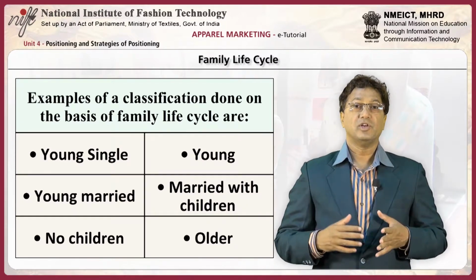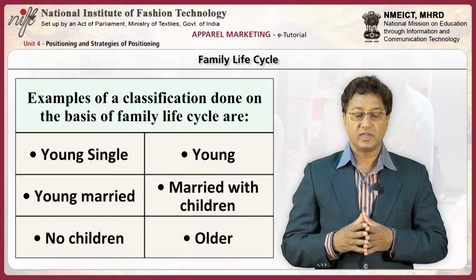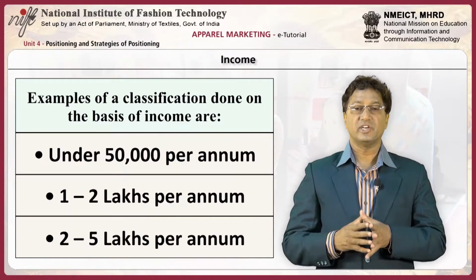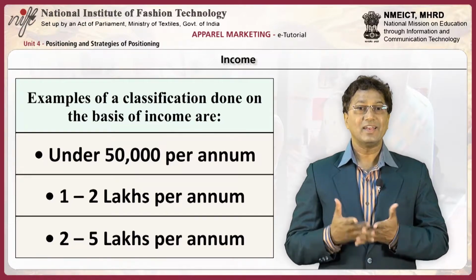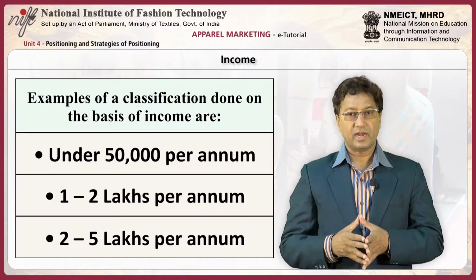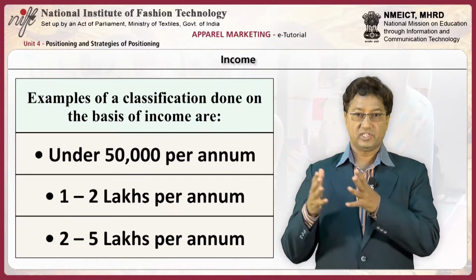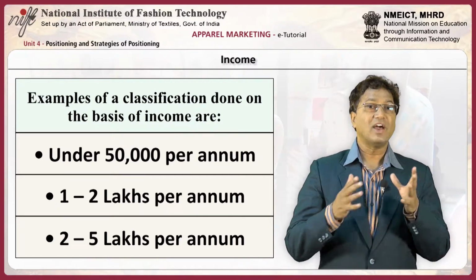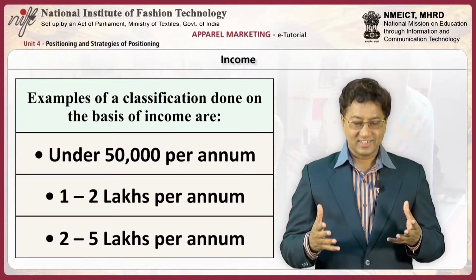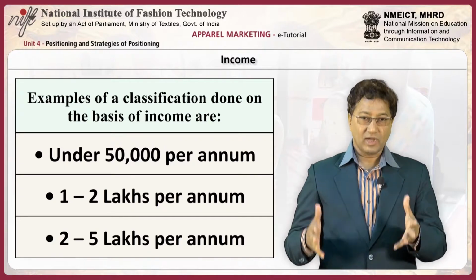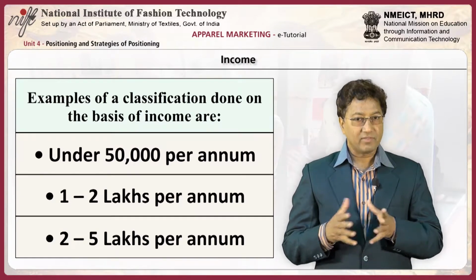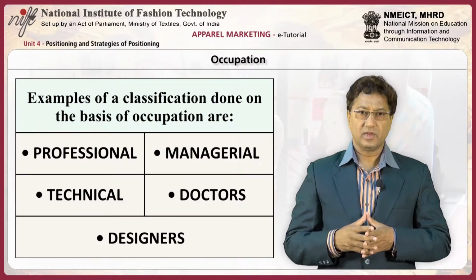Now let's come to the crucial and very important demographic factor, that is the example of classification done on the basis of income. Normally it would be under 50,000 per annum, or 1 to 2 lakh rupees per annum, or 2 to 5 lakh rupees per annum, because that's what decides what to buy, what not to buy. So income is a crucial factor of demographics. Now let's come to the next one.